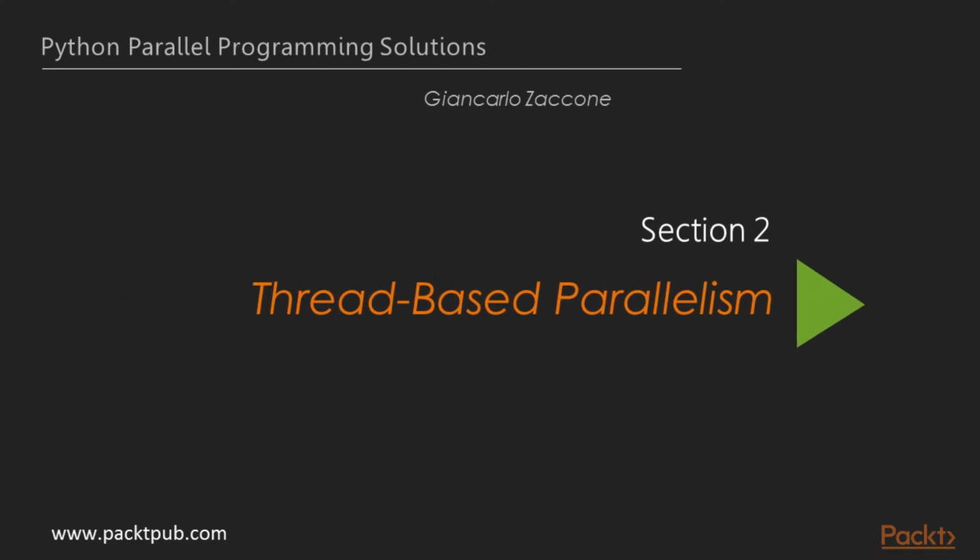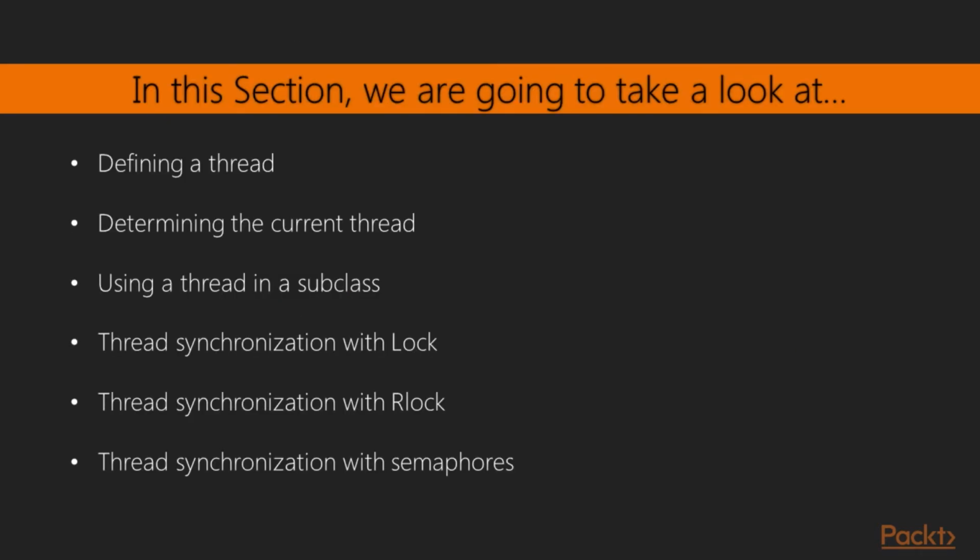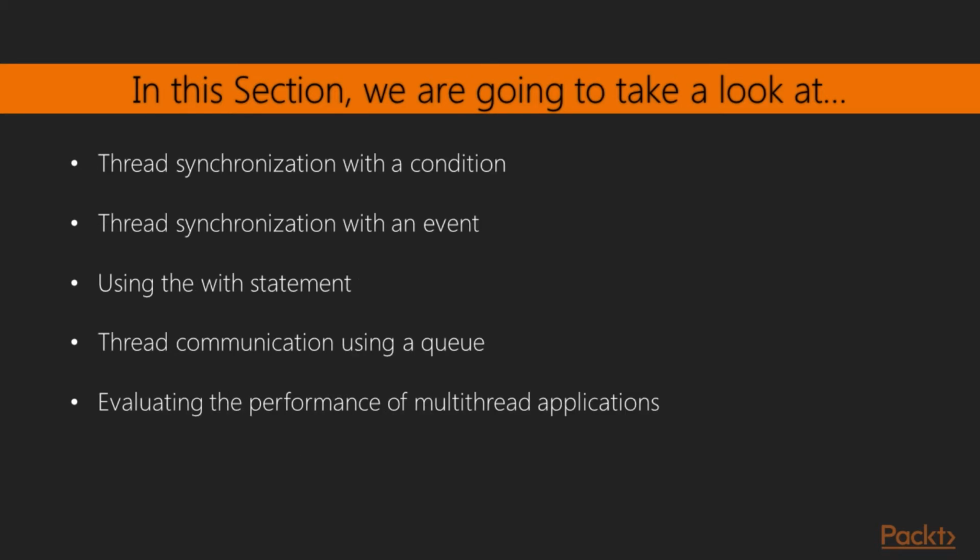Welcome to the second section of this video course, Thread-Based Parallelism. In the previous section, we studied parallel computing in Python. In this section, we'll examine the features offered by the threading library with different application examples. We'll start off by defining a thread, and then we'll determine it. We'll also see how to use a thread in a subclass and further understand how to do thread synchronization. Later, we'll learn how to use a with statement and carry out thread communication using queue. In the end, we'll evaluate the performance of multi-threaded applications.